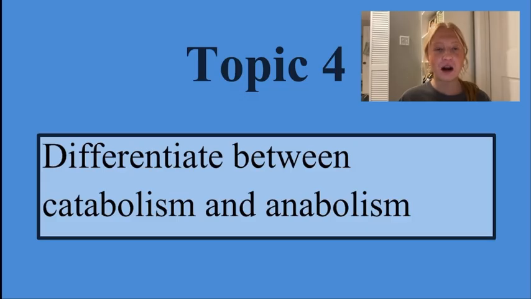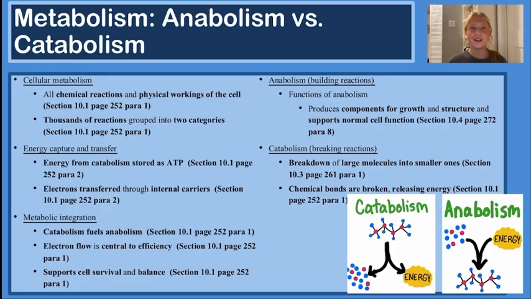So for topic 4, I have chosen to differentiate between catabolism and anabolism because when I saw this topic, I thought, I don't think I could recall that and go back and differentiate it. So I thought this would be a good refresher. So catabolism and anabolism are types of metabolism. Metabolism is basically all the chemical reactions and physical workings within the cell. And all of metabolism includes thousands of reactions. Most will fall into one of the two major categories, which are anabolism and catabolism.